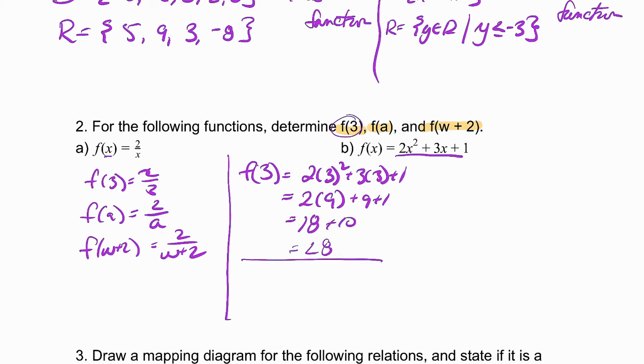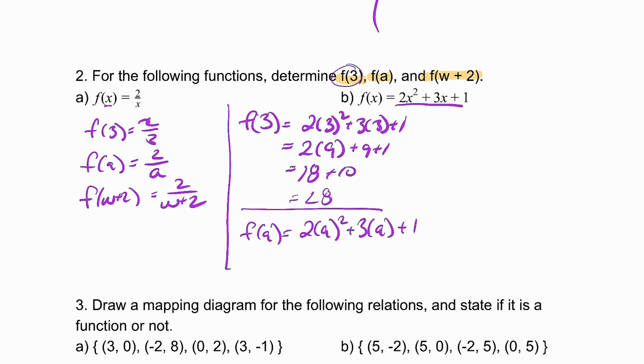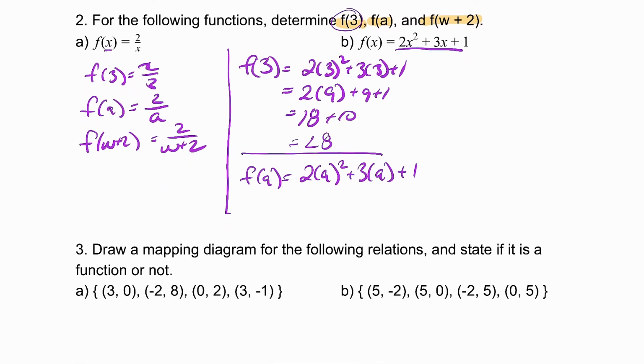For the next one, f of a. So again, replace x with a, and again, I'm going to put a in brackets. So in this example, it's really not necessary, but it's a good habit to get into because I don't have to remember whether it's necessary or not. Hopefully after I see this, I realize I just have to simplify this. So it's just 2a squared plus 3a plus 1.